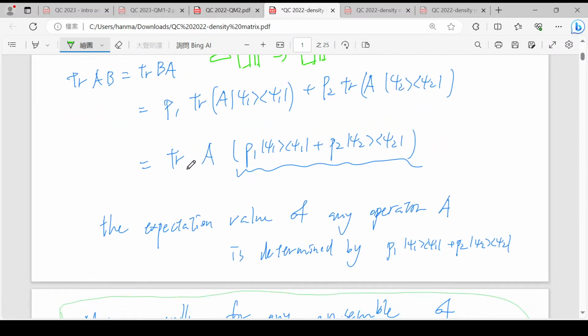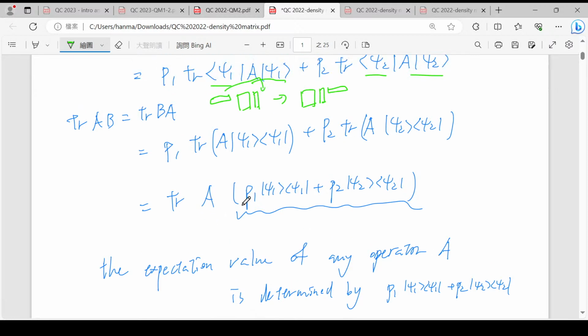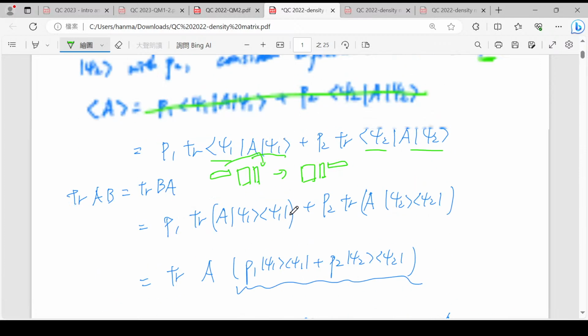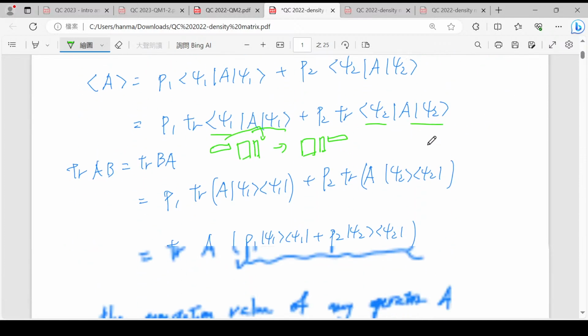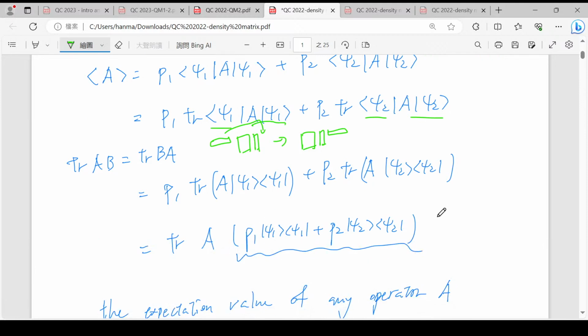So we're calculating the trace of A and this part, which is another n by n matrix. That's P1 times the projector of psi1 plus P2 times the projector of psi2. And this thing is a density matrix, because you will see that when we want to calculate the expectation value of A, we just need to know this thing. Okay, so this is a density matrix. We usually call it rho.